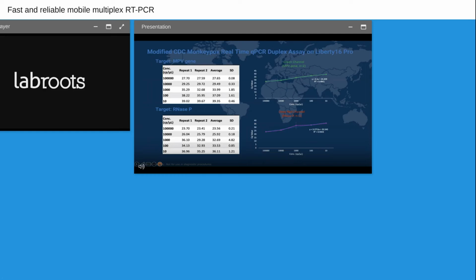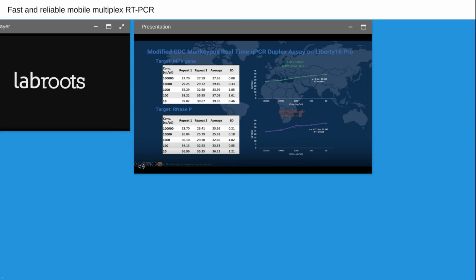Finally, this is actually data that is hot off the press, so just received as of last week by one of our fantastic senior scientists, part of the team at Ubiquitome, the modified CDC monkeypox real-time qPCR duplex assay ran on the Liberty 16. So you have the concentration in terms of the copies per microliter on the left-hand side. 2 replicates was performed. The average CQ was obtained, and the standard deviation that follows on after that.